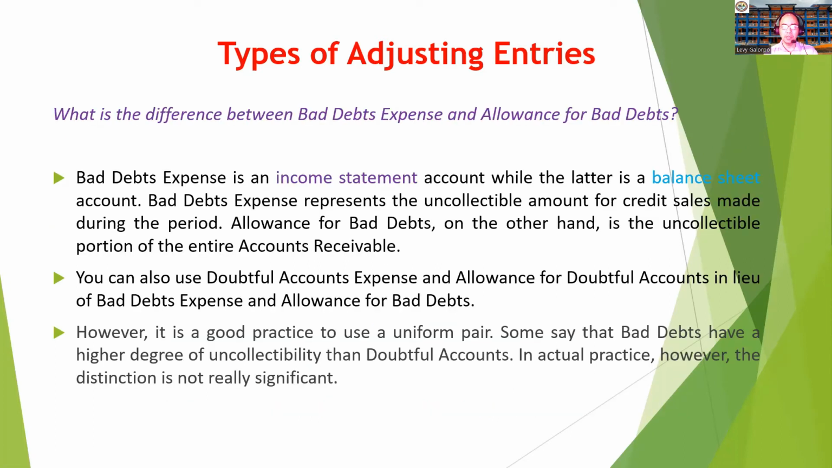So, nagkakaiba-iba lang minsan sa tawag o sa termino na ginagamit. Bad debt expense, doubtful accounts expense, allowance for doubtful accounts, allowance for bad debts, pero iisa lang naman ang ibig sabihin ng mga yan.